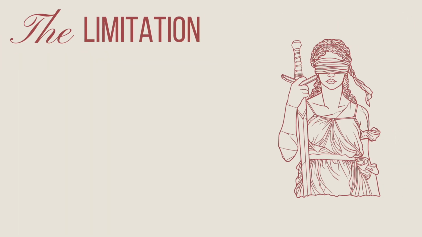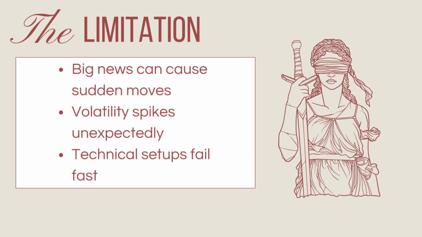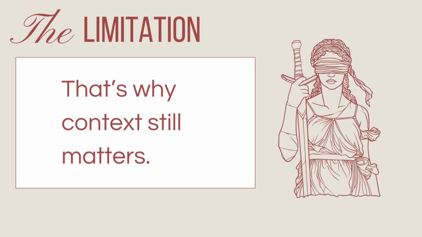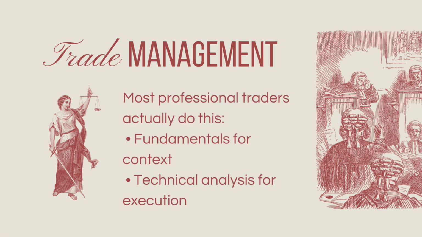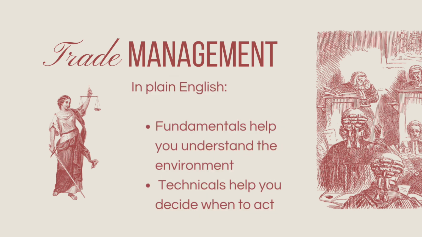But again, here's a thought to consider. Charts don't tell you why something is happening. So sometimes news can cause sudden moves, volatility spikes unexpectedly, or technical setups fail fast. This is why context still matters. But understand this, you do not have to choose one forever. You shouldn't. Most professional traders actually do both. They use fundamental for context and technical analysis for execution. Fundamental helps you understand the environment, and technical helps you decide when to act.